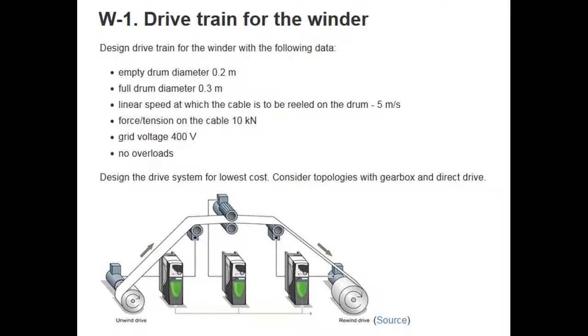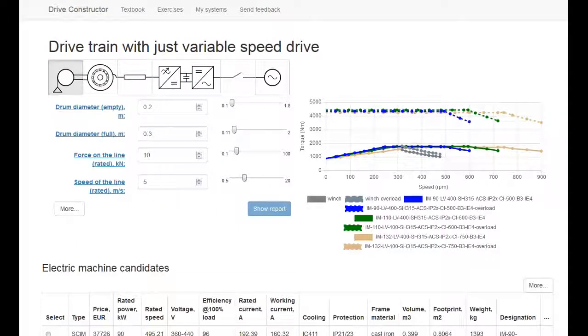Hi, in exercise W1 we have to design the drive system for the winder. This can be the winder from a paper mill, for example. And here we need to design for lowest possible cost, and we are requested to consider topologies with gearbox and without any gearbox. So let's see what we can do in DriveConstructor.